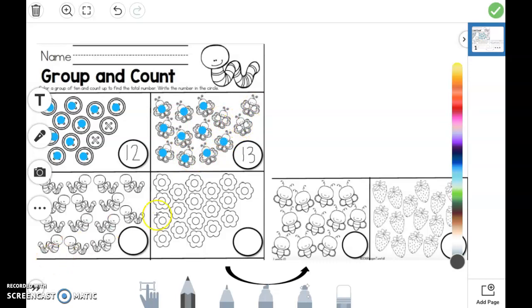You're going to do that for the rest of the objects and then click the green check mark to send to your teacher.